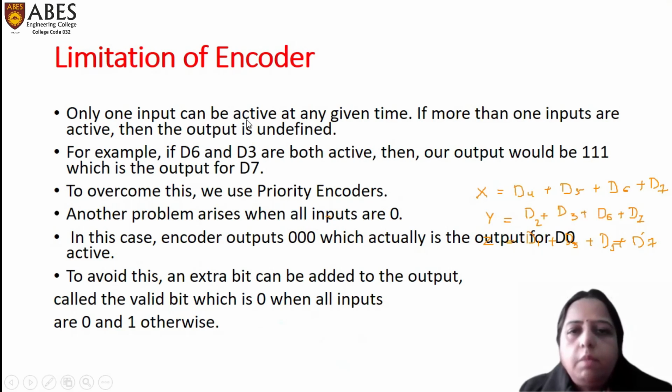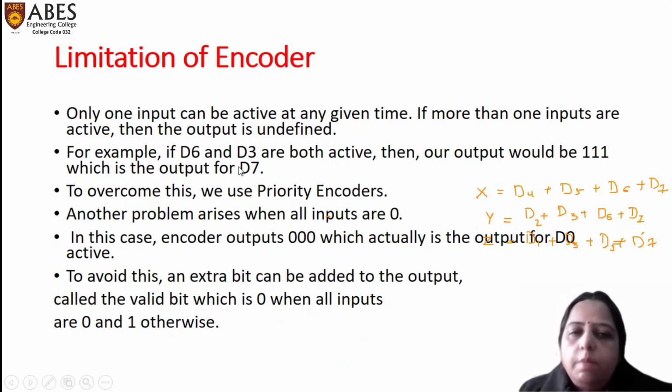What are the different limitations of this encoder? Only one input can be active at any given time. If more than one input is active, then the output is undefined. For example, if D6 and D3 are active, then our output would be 1, 1, 1. How can it be 1, 1, 1? If D6 is 1, then X will be 1. And if D3 is 1, then Y will also be 1. And if D6 and D3 are 1, then Z is also 1. So X, Y, Z, all three are 1, 1, 1.